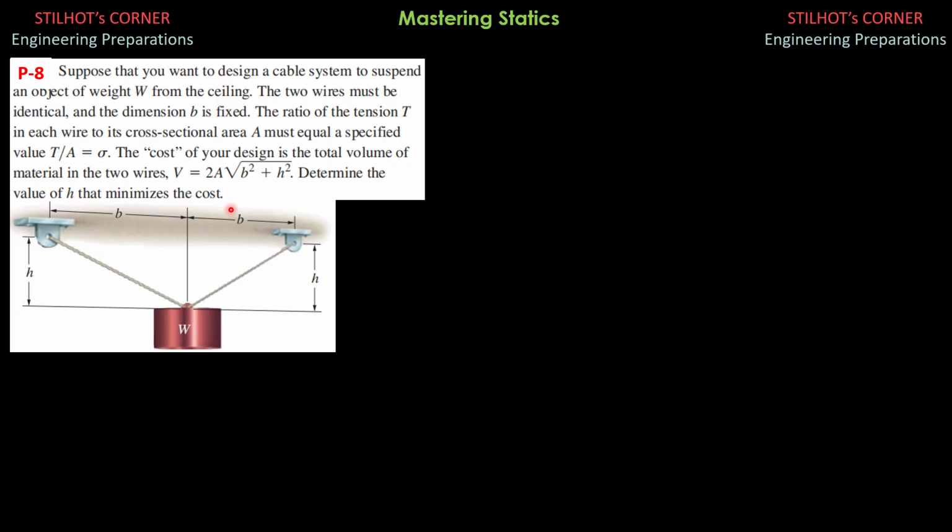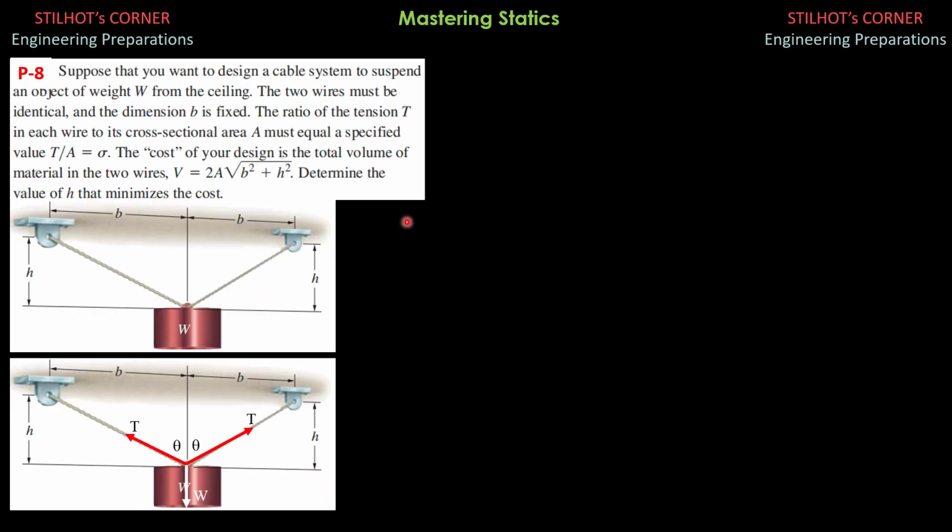So the cost is minimum if the volume of the wire is also minimum. So let's express everything in terms of this H here, volume in terms of this H, so that we can minimize the volume. So this is the FBD.